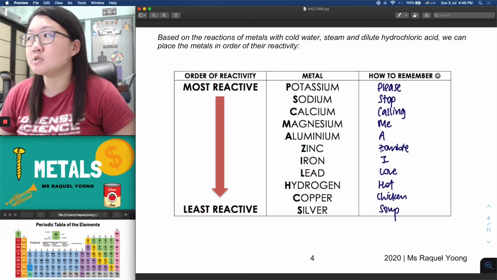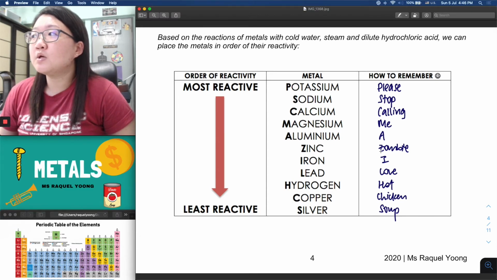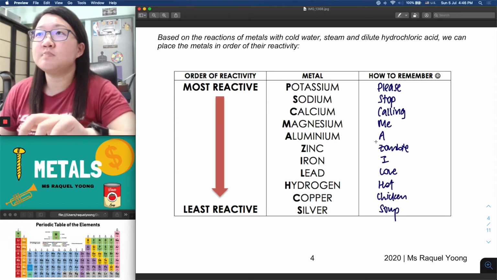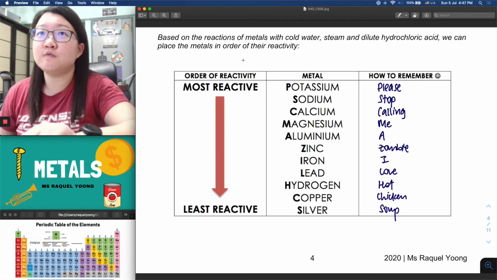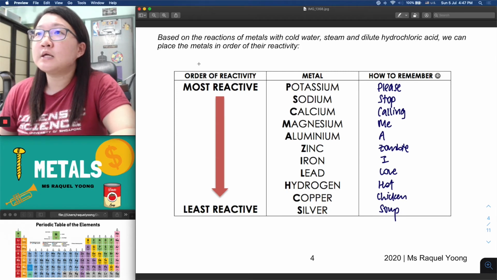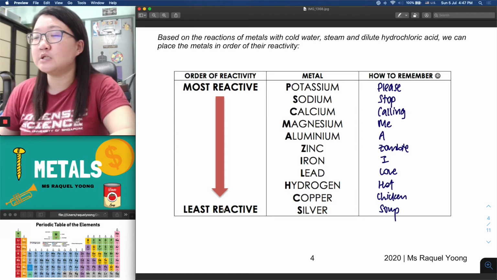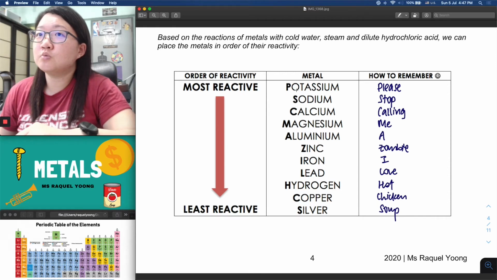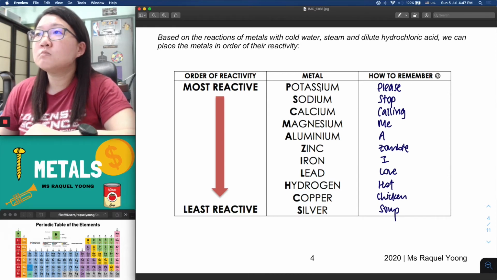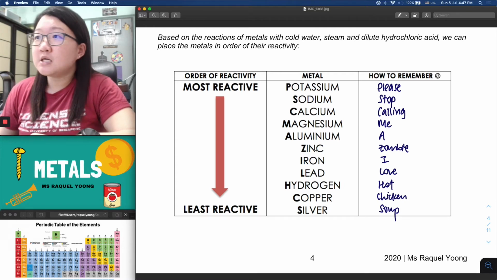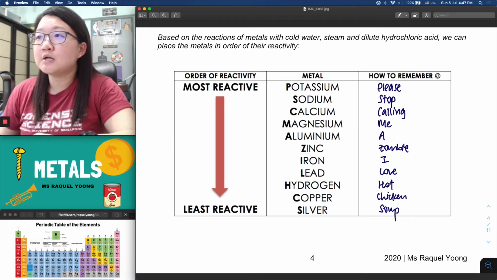So based on the reactions that we have seen so far of metals reacting with cold water, steam as well as dilute hydrochloric acid, we are then able to place these metals in order of their relative reactivity, right? So again, the reactivity series of metals, we basically place the metals from the most reactive to the least reactive. And at the start of this video, I've also shown you what it is. So potassium, sodium, calcium, magnesium, aluminium, zinc, iron, lead, hydrogen, copper, and then silver, right?